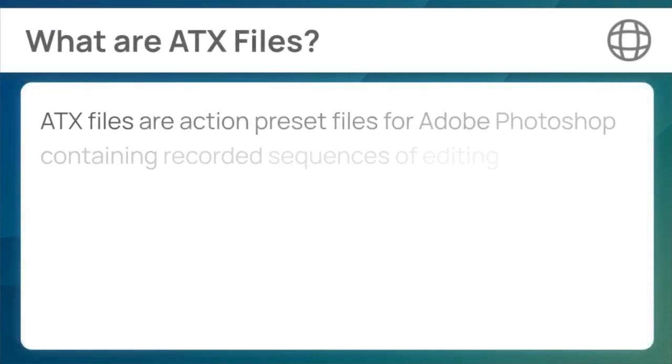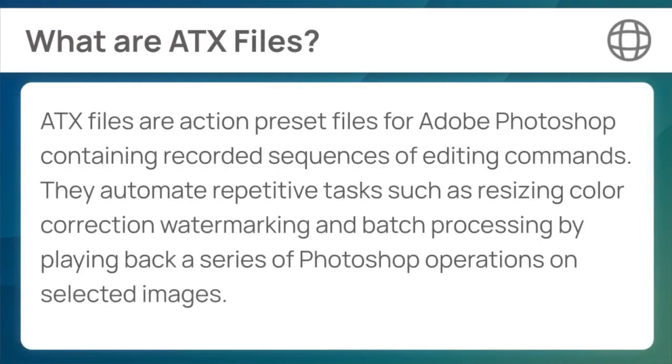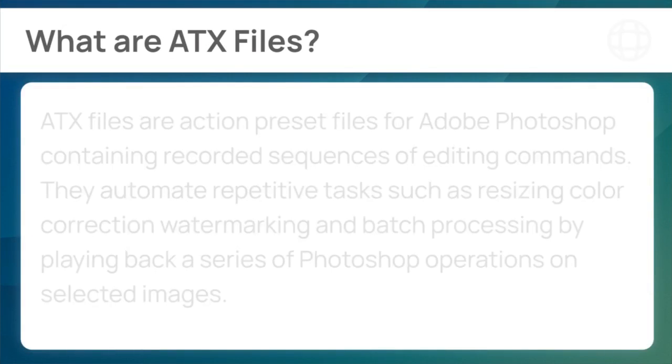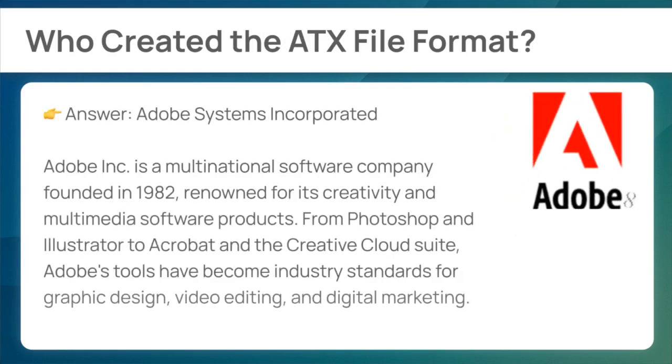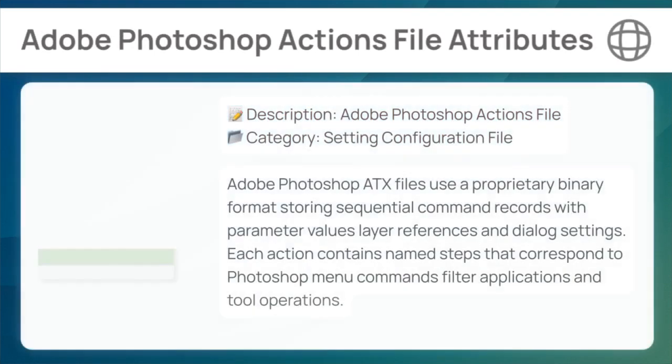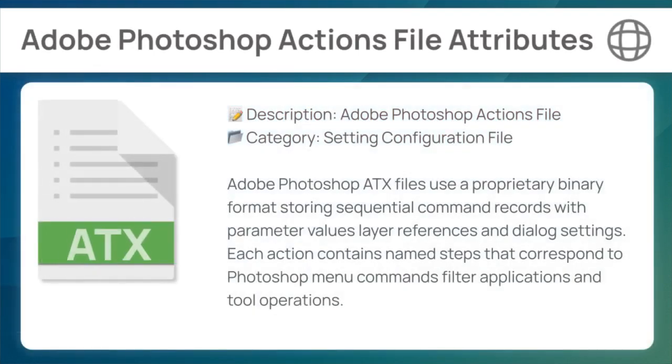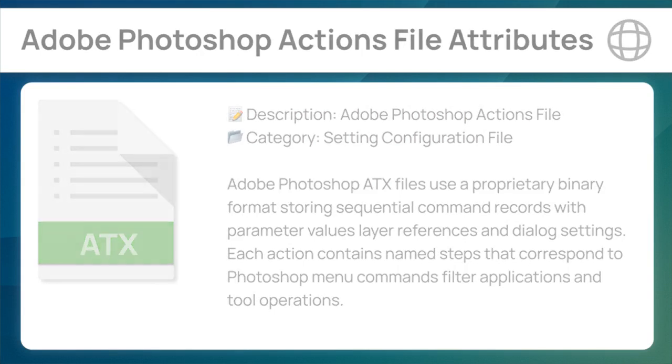ATX files are action preset files for Adobe Photoshop containing recorded sequences of editing commands. They automate repetitive tasks such as resizing, color correction, watermarking, and batch processing by playing back a series of Photoshop operations on selected images. Adobe Photoshop ATX files use a proprietary binary format, storing sequential command records with parameter values, layer references, and dialog settings. Each action contains named steps that correspond to Photoshop menu commands, filter applications, and tool operations.